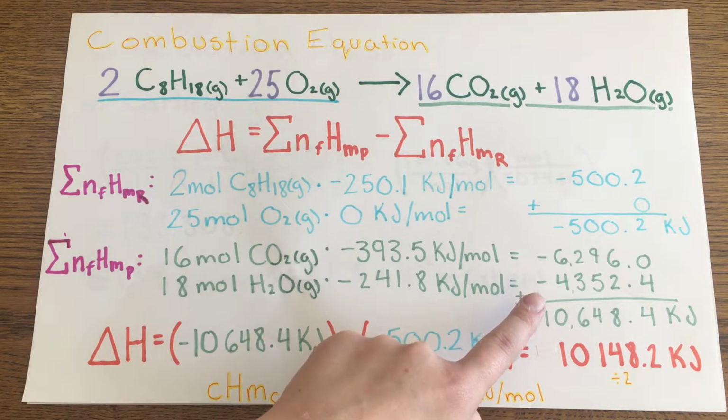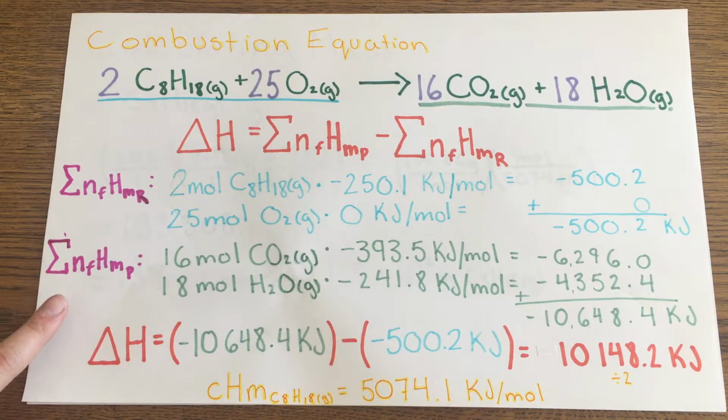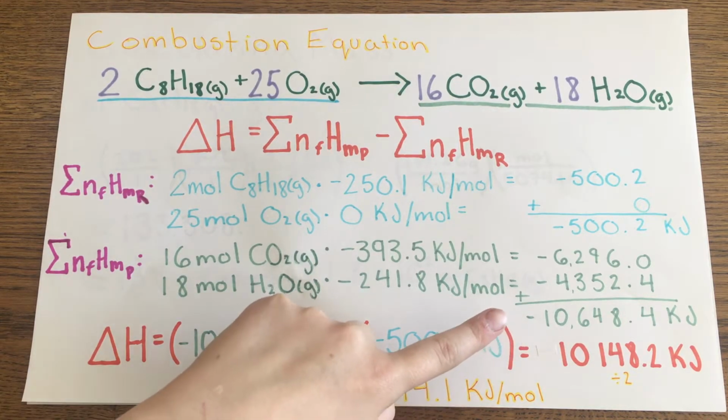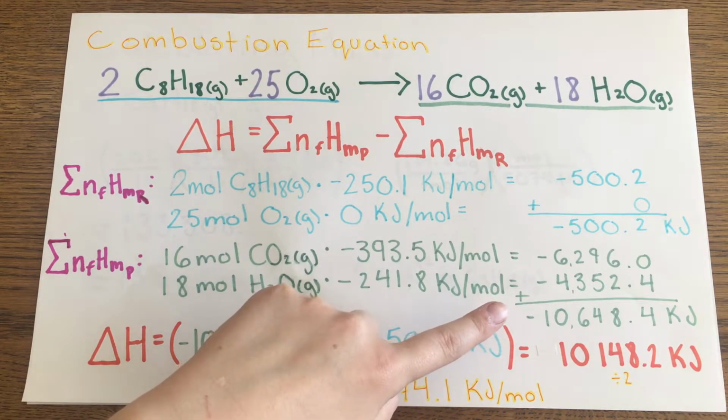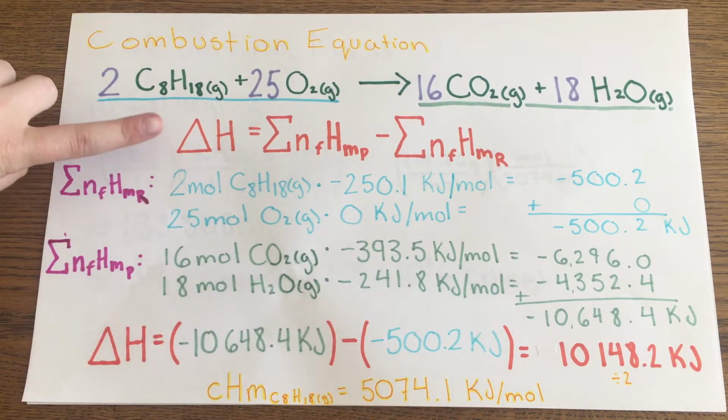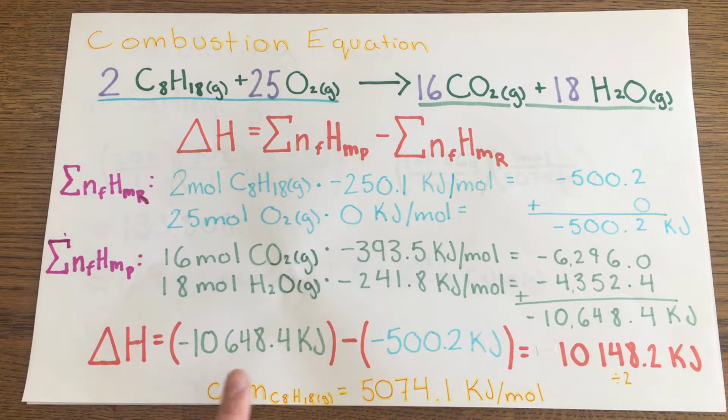4,352.4 kilojoules. To get the sum of the molar enthalpy of formation of the products, we can add those values together to obtain negative 10,648.4 kilojoules. We can now use this formula to calculate the change in enthalpy, using the sum of the enthalpy of formation of the products and subtracting the sum of the molar enthalpy of formation of the reactants.